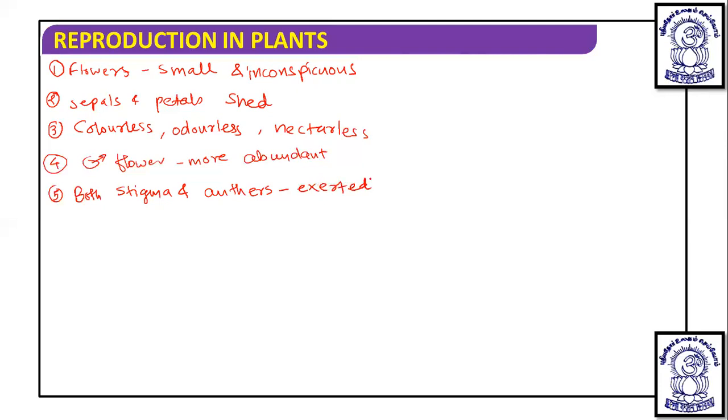Exserted means they are actually protruded towards the outside. They are not bent towards the center. They are bent towards the outside, so they are known as exserted. They have versatile anthers.